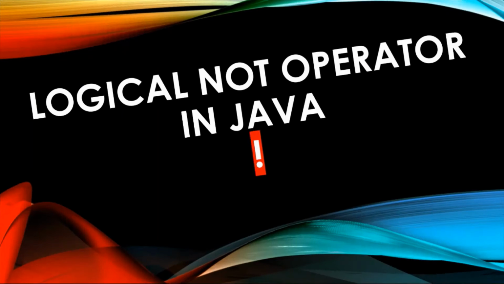Hello students, today we will discuss the logical NOT operator in Java. Logical NOT is represented in Java by an exclamation mark, as shown in the red highlighted portion. So let's work with logical NOT.